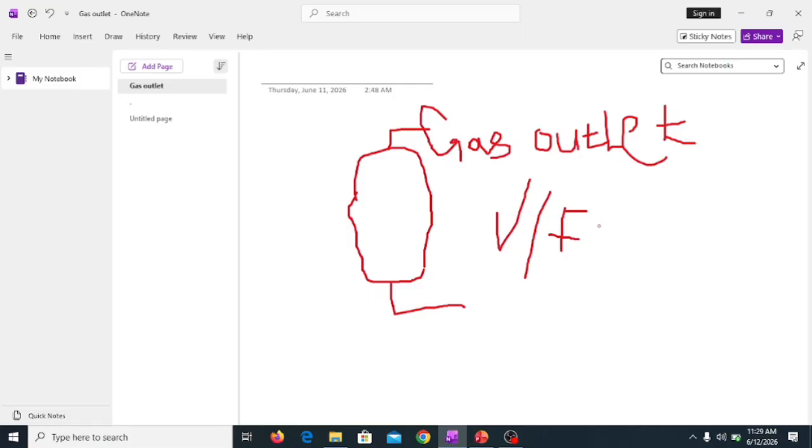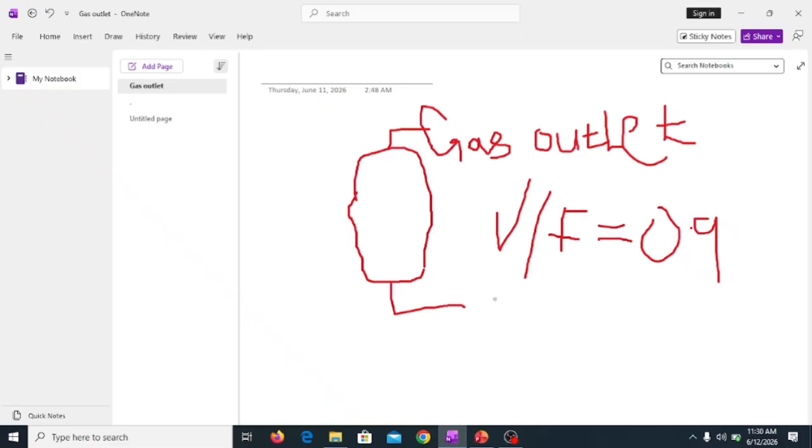The one thing we have to know is our vapor fraction. If our vapor fraction is equal to 0.9, that's 90%, we use a vertical separator. That means if we have much gas in our crude oil, we use a vertical separator. That is, with 90% gas, we use a vertical separator.